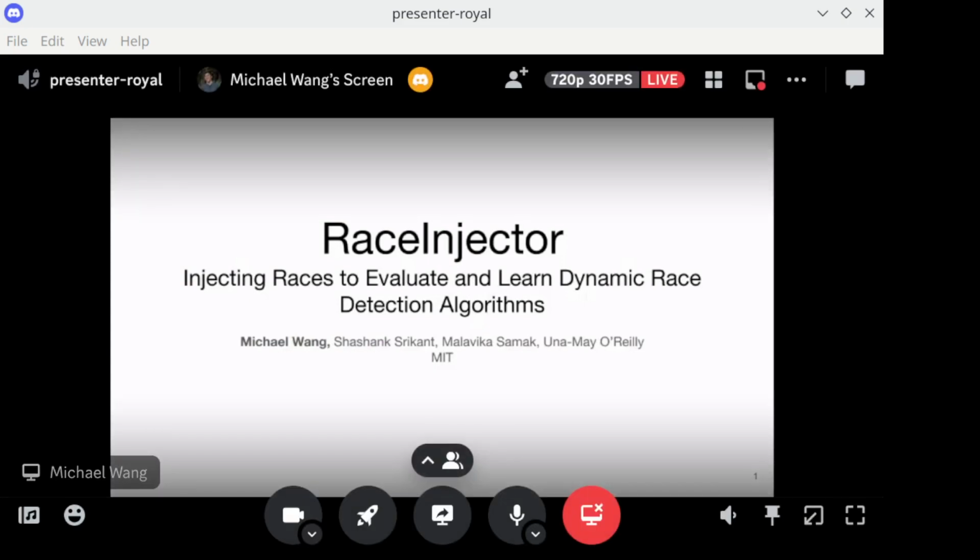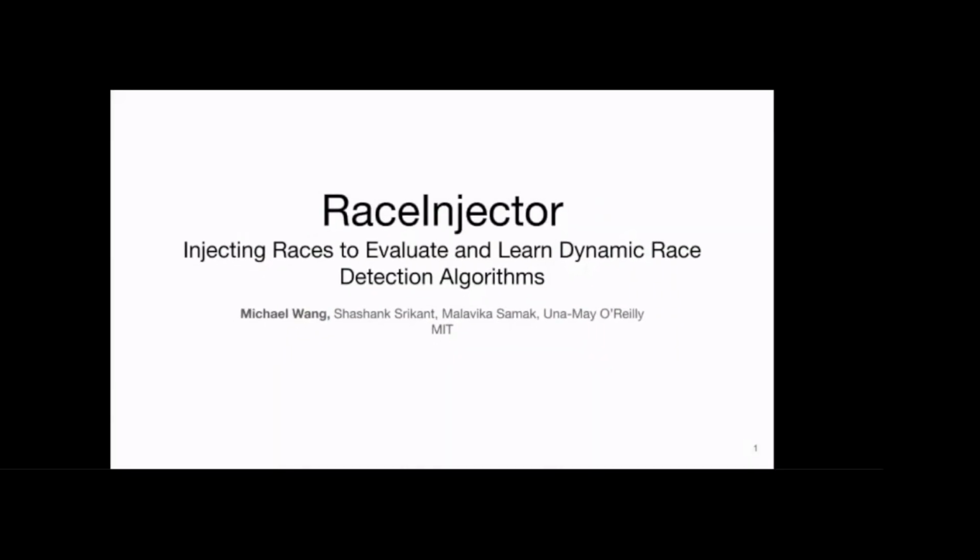So yeah, this is a work called the RaceInjector. It's for evaluating dynamic race detection algorithms. Some work that we did at MIT with my great collaborators, Shashank, Malavika, and Unime. So, just an outline of this talk. First, I'm going to talk generally about the problem, some current methods of how we detect race conditions now, so the state of the art, and talk about how we envision RaceInjector fitting into the picture.